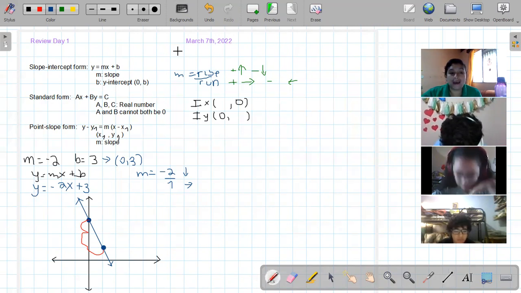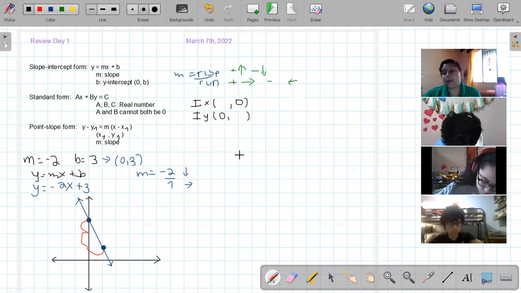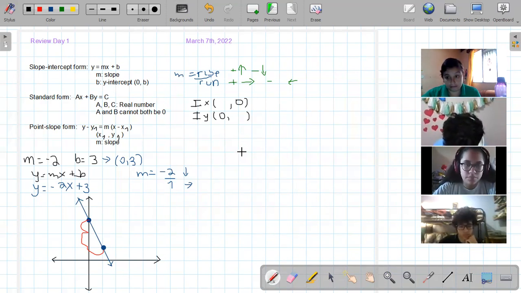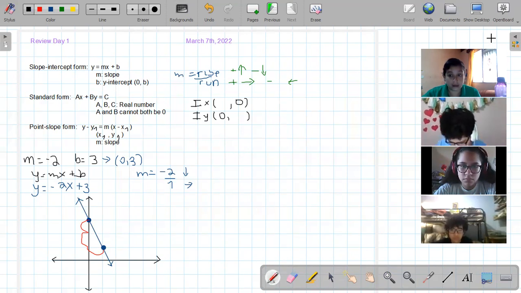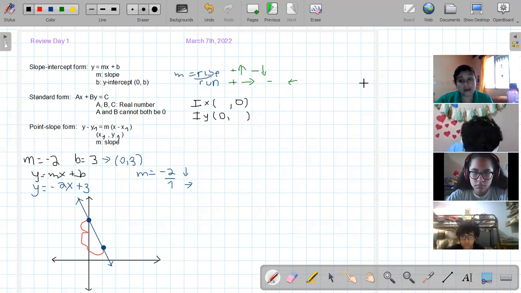Okay, let's go with point slope form. For point slope form, I'm asking also to give me the equation, okay? Give me the equation and transform it to slope intercept form and to point slope and then graph it. Okay, that's what I'm asking. And graph it in point slope form.